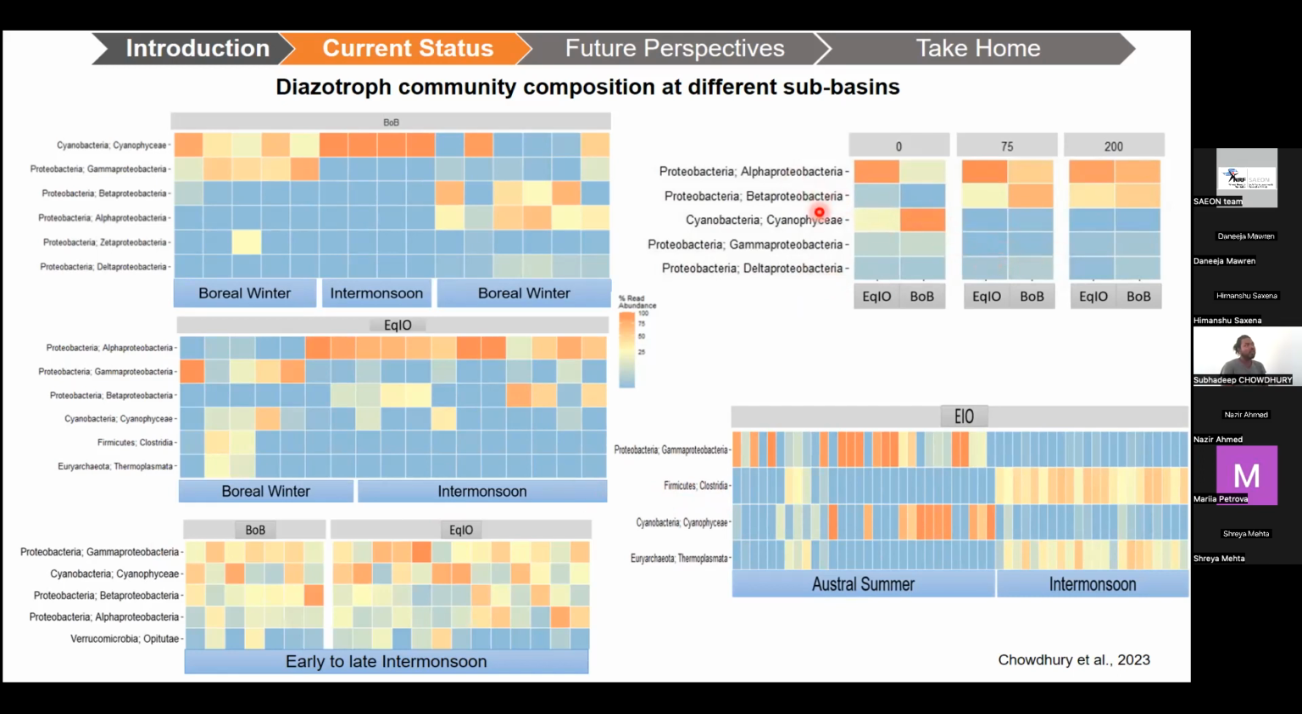There are more heterotrophic groups as you go down from the surface, and mostly the cyanobacteria are present in the surface water, because of the light. And in the eastern side of the Indian Ocean, in austral summer, there are more cyanobacteria, whereas there are more archaea and gamma proteobacteria during the intermonsoon season.